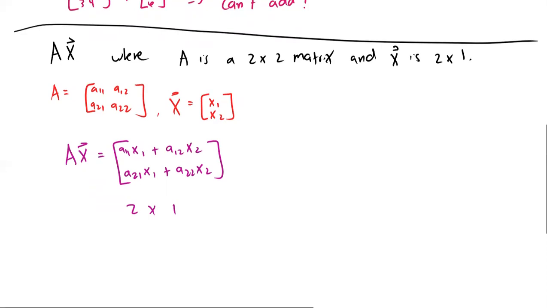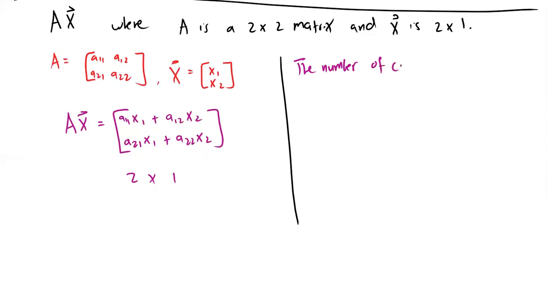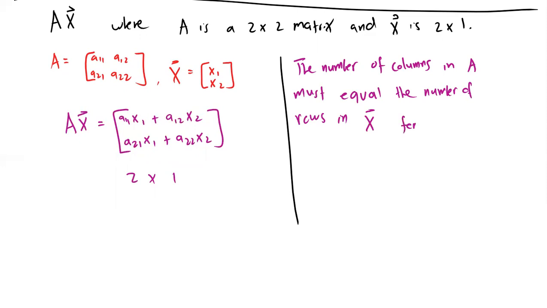Now, in terms of multiplying matrices and vectors, you can't always do it. The condition for multiplying like this is that the number of columns in A must equal the number of rows in x for the multiplication Ax to be defined.